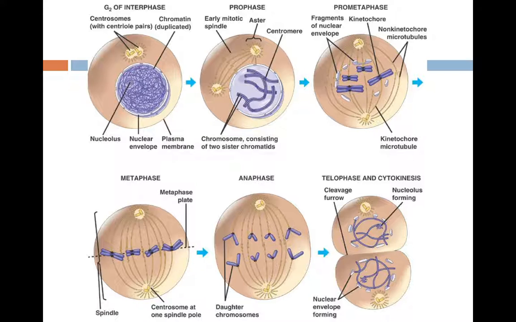You can see the first picture on the top left is G2 interphase. You can see that the chromosomes, the DNA, is still in chromatin form, but it's been duplicated at this point. Then we move into prophase, where you have the chromosomes condensing. You can start to see the chromosomes instead of just chromatin form. And then in prometaphase, you can see the nucleus starts to break down. The kinetochore microtubules, or the spindle fibers, are attaching to chromosomes, and the chromosomes are starting to move.